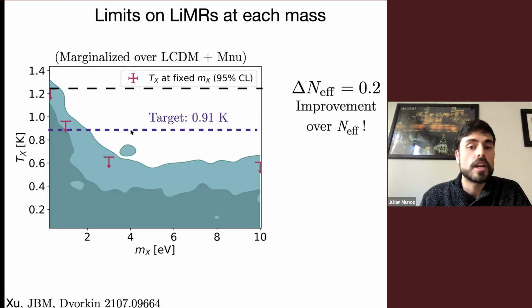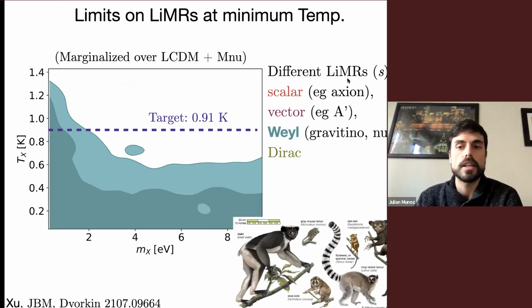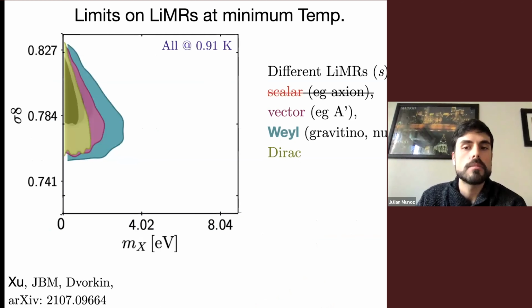This is even below the target of 0.91 Kelvin that I mentioned, this lowest temperature. So at some point, we're going to be ruling out relics above some mass. And so we actually did a dedicated search for different light but massive relics, characterized by their spin. So you can have a scalar like an axion, a vector like a dark photon, a Weyl fermion like a gravitino or a sterile neutrino, and a Dirac fermion. All of them, again, at this minimum temperature of 0.91 Kelvin. And these are the limits that we found.